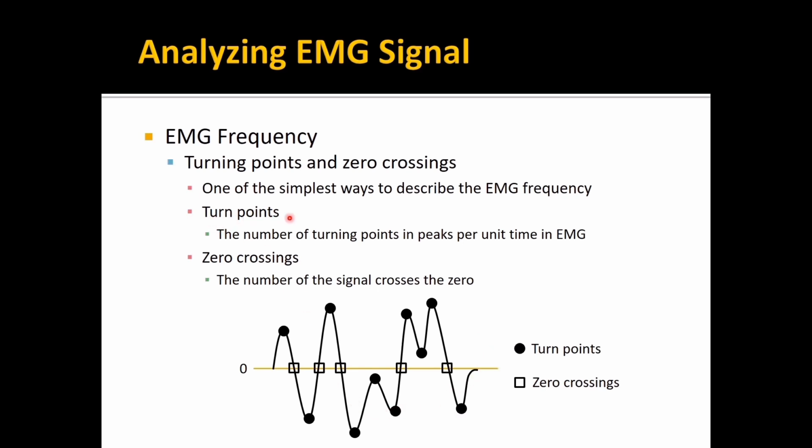For turn points, this is the number of turning points in peaks per unit time in the EMG. So if you have this EMG signal here, you can simply count the spike peaks. Okay, this one, and this one. The black circle means the turn points. And for zero crossing, this is the number of times the signal crosses the zero. So again, in this EMG signal, you can simply count the number of times the signal crosses the zero right here. So the square represents zero crossing. You just count these numbers. Okay, this is the first way of describing the EMG frequency.